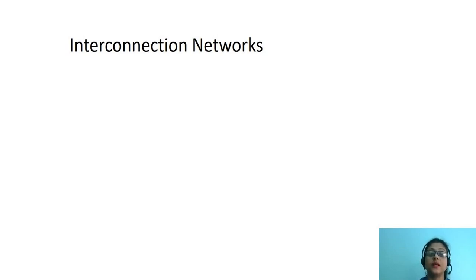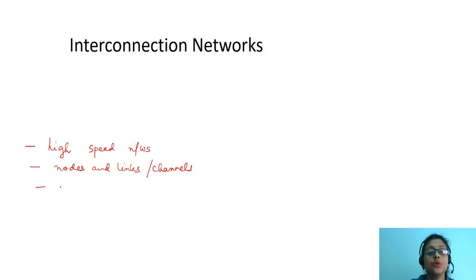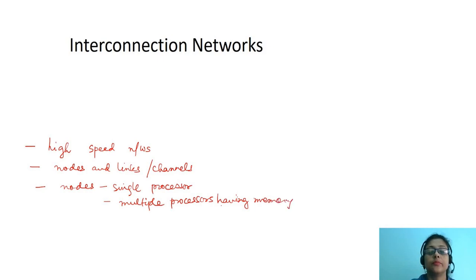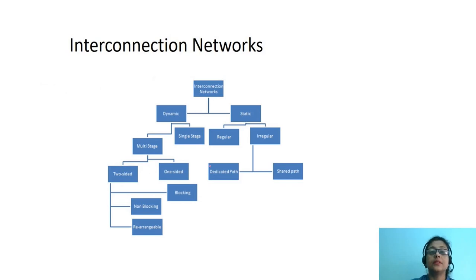Interconnection networks are basically computer networks having nodes, links or channels which have very high speed. So these are high-speed networks. They have the nodes and links or channels. These nodes can have a single processor or multiple processors having memory. Interconnection networks are also called multi-stage networks or MINs. Let us look at this block diagram representation of interconnection network.